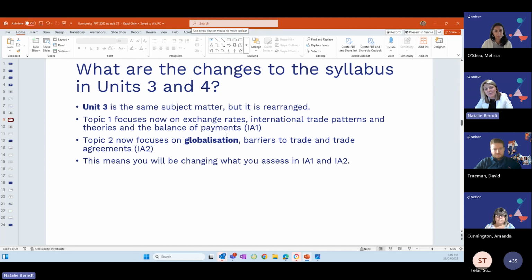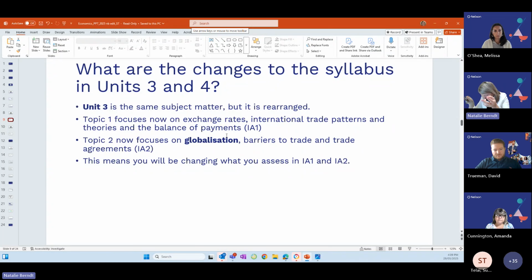And topic 2 now focuses on globalization. So I have bolded that one because I do think that's a fabulous opportunity in IA2 now. Our IA2s used to be very balance of payments focused, very international trade liberalization focused, but now we have this wonderful opportunity to incorporate globalization into our IA2. We still have barriers to trade and trade agreements. But of course, we also have the WTO and the IMF now as well.